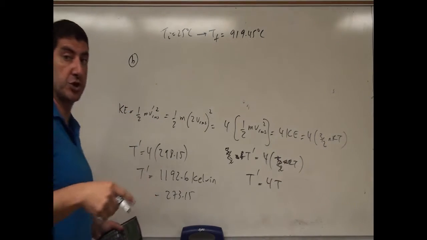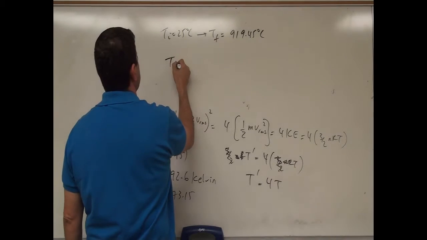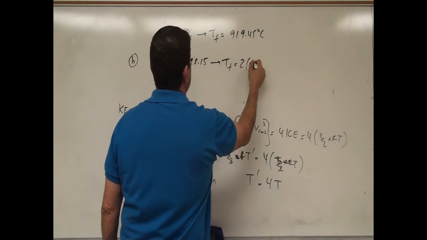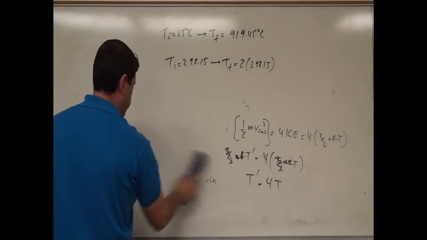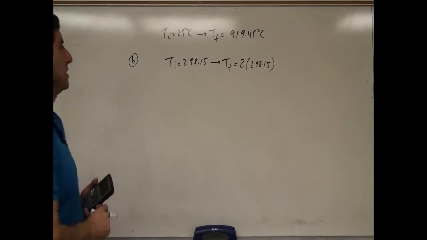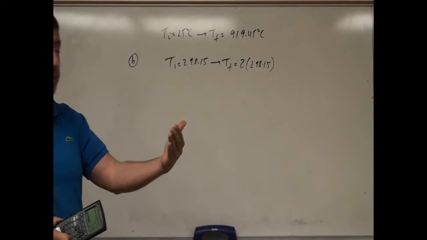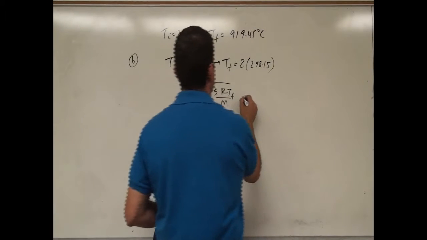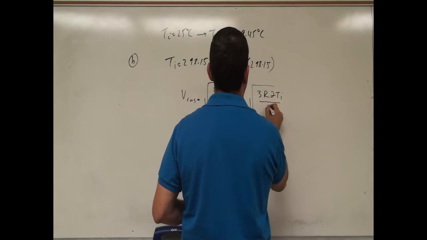In the second part, the temperature actually doubled. What happens to the v root mean squared? The initial temperature was 298.15. The final temperature is 2 times 298.15. So what's happening to the root mean square velocity? The difference is that in part A, you're doubling the root mean square, and therefore the temperature is quadrupling. In part B, you're doubling the temperature. What's going to happen to the root mean square? It's equal to the square root of 3R T final over M, where T final is 2 times T initial.